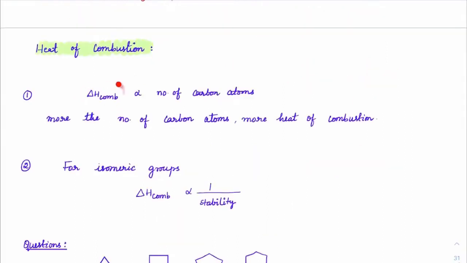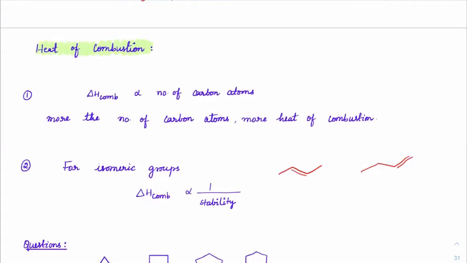See, delta H of combustion will always be proportional to the number of carbon atoms. The more carbon atoms, the more heat of combustion. In case of an isomeric group, for example if I take butane, and 2-butane and 1-butane, these are isomeric to each other. They are just positional isomers. In case of isomers, you have to check the stability. The more the stability, the less the heat of combustion. The first priority is always the number of carbon atoms, students. Is this point clear, everyone?